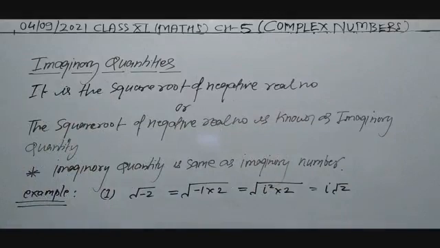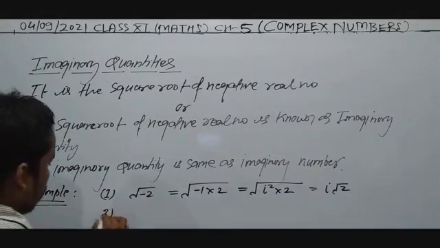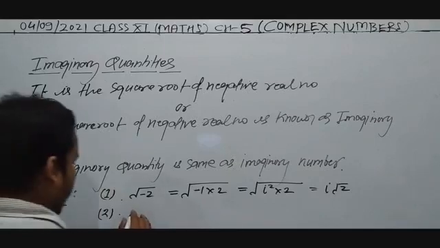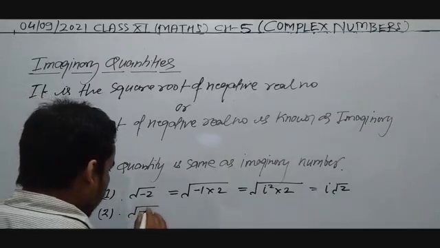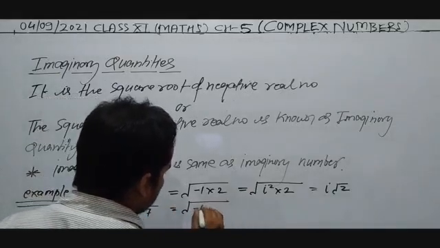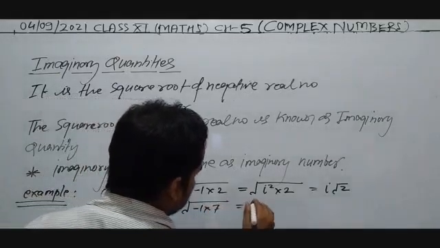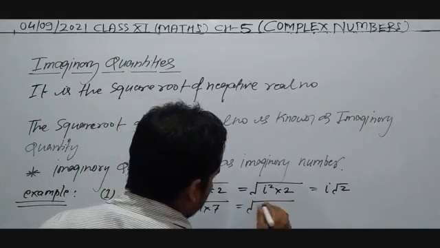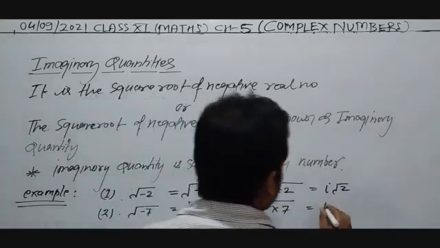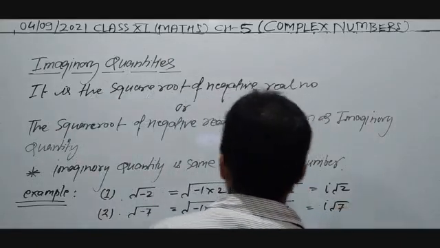Now similarly, suppose I am going to take the second example. The second example is, suppose you have to find out root of -7. Similar process you can do this. So -1 times 7. So -1 is value, that is i square into 7, and its result will be i times root over 7.